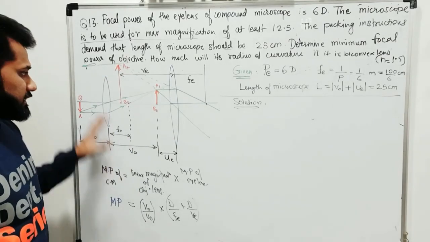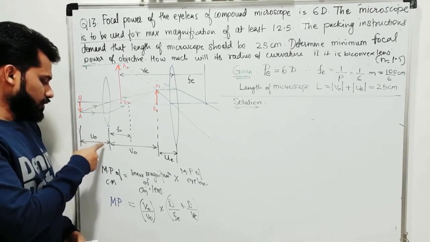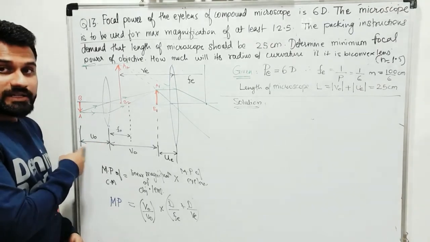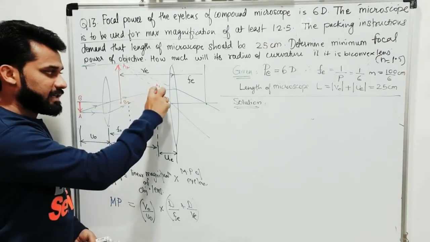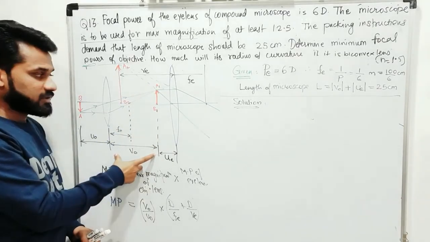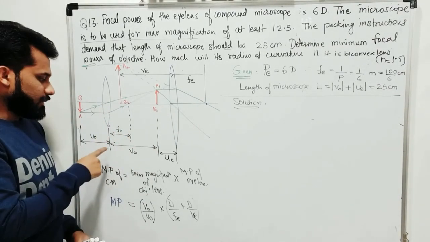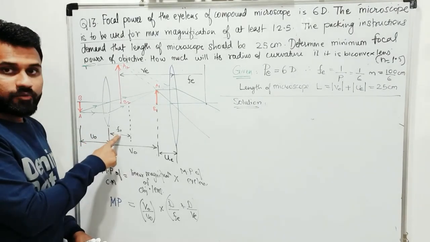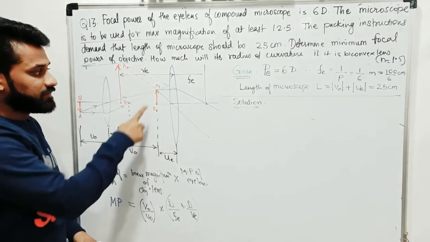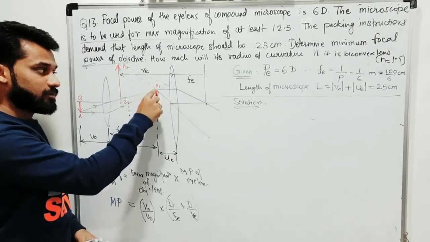These are the basic terms. This is called UO, the object distance for the objective, and the image of AB is A1B1, which is at distance VO. This is the focal length FO. So for the objective lens, all the distances are written as UO, VO and FO. For the eyepiece lens, this A1B1 will act as the intermediate object. This will act as the object for this lens.